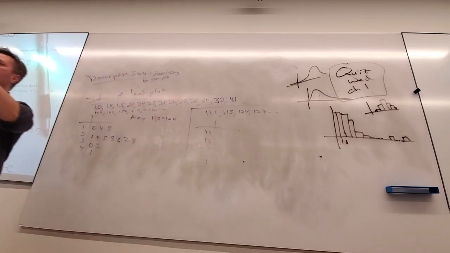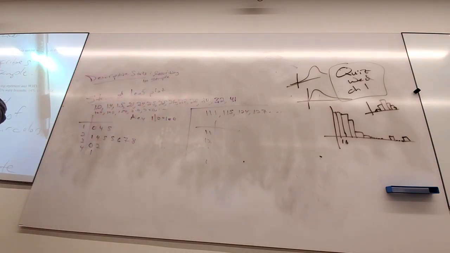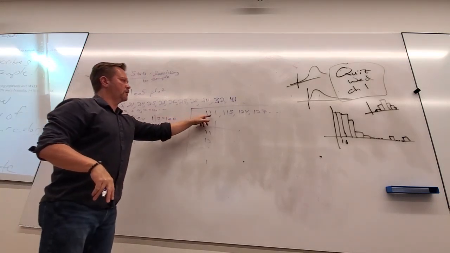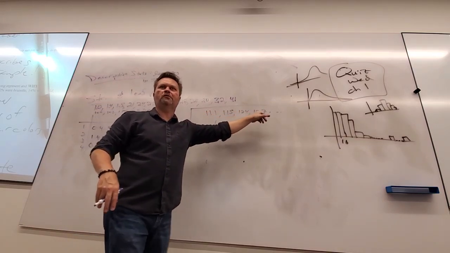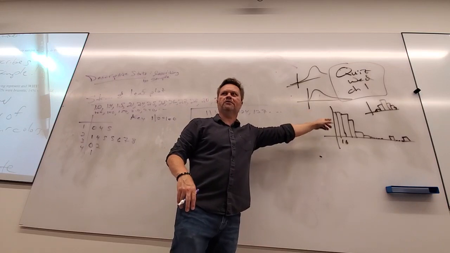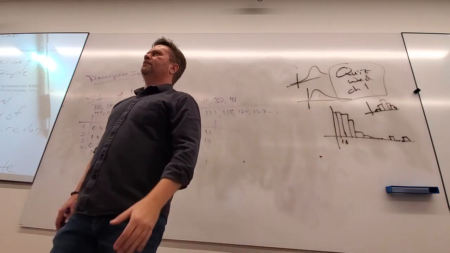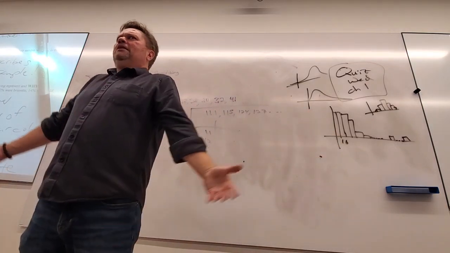Remember the very first thing I said: stem and leaf will not work for all types of data. If all my data was 111, 111, 111, 112, 112, 112, 112, 112, 112, 113, I'm not going to make a stem and leaf for that.